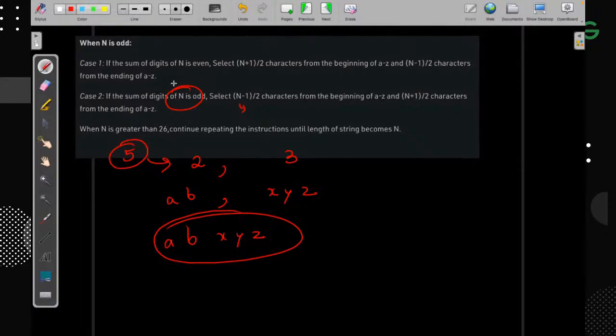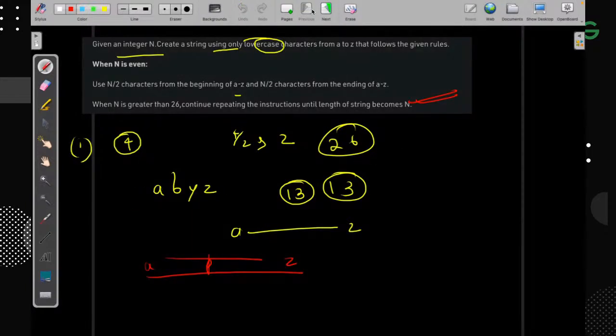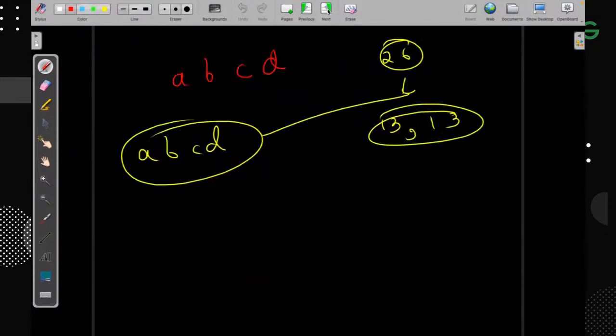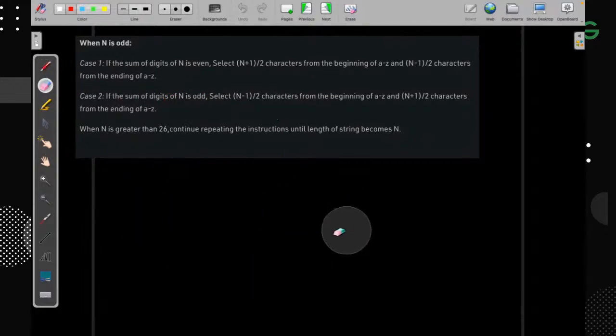Okay, now just see when the number is even. So basically number is even is catered, no? Yeah, number is even is catered, number is odd is catered. Now let us see when the sum of the digits is even.